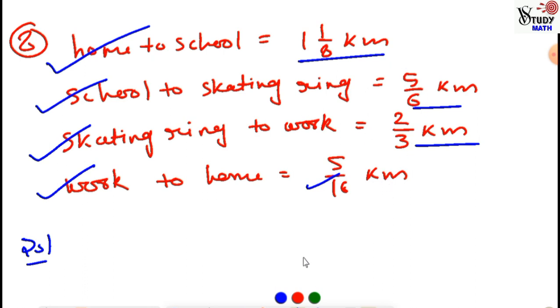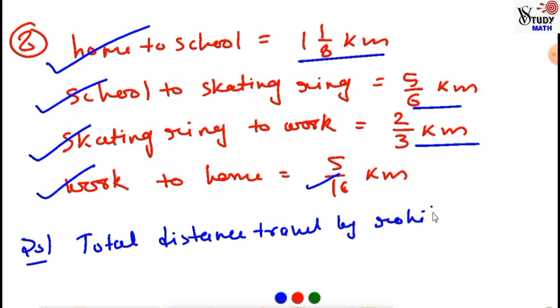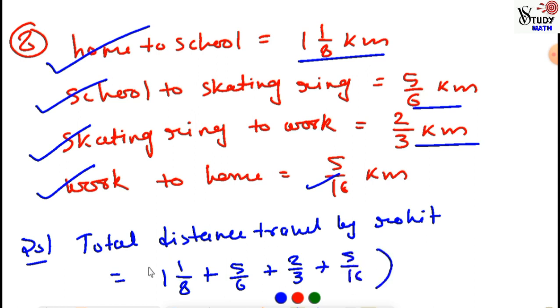So we are going to write here total distance traveled by Rohit. That should be the sum of all 4 distances: 1 1/8 kilometer, 5/6 kilometer, 2/3 kilometer, 5/16 kilometer. In the small bracket, I write kilometer here.